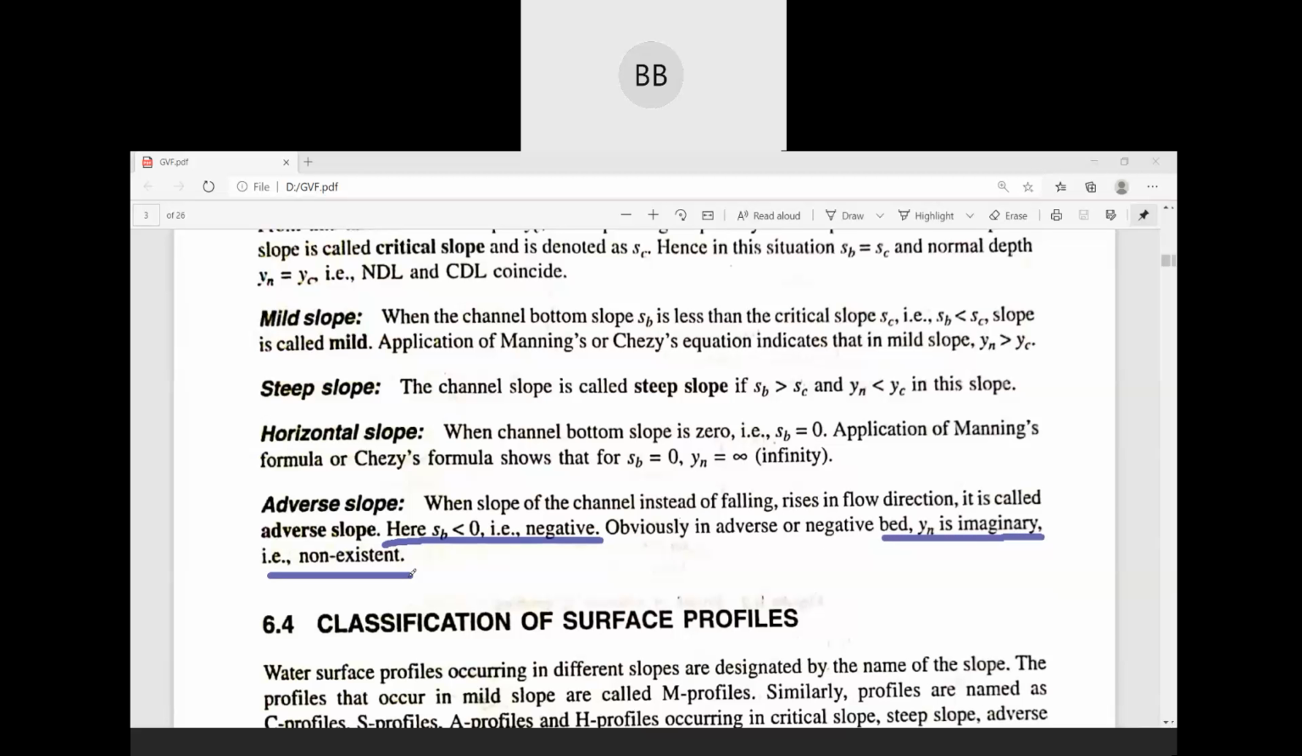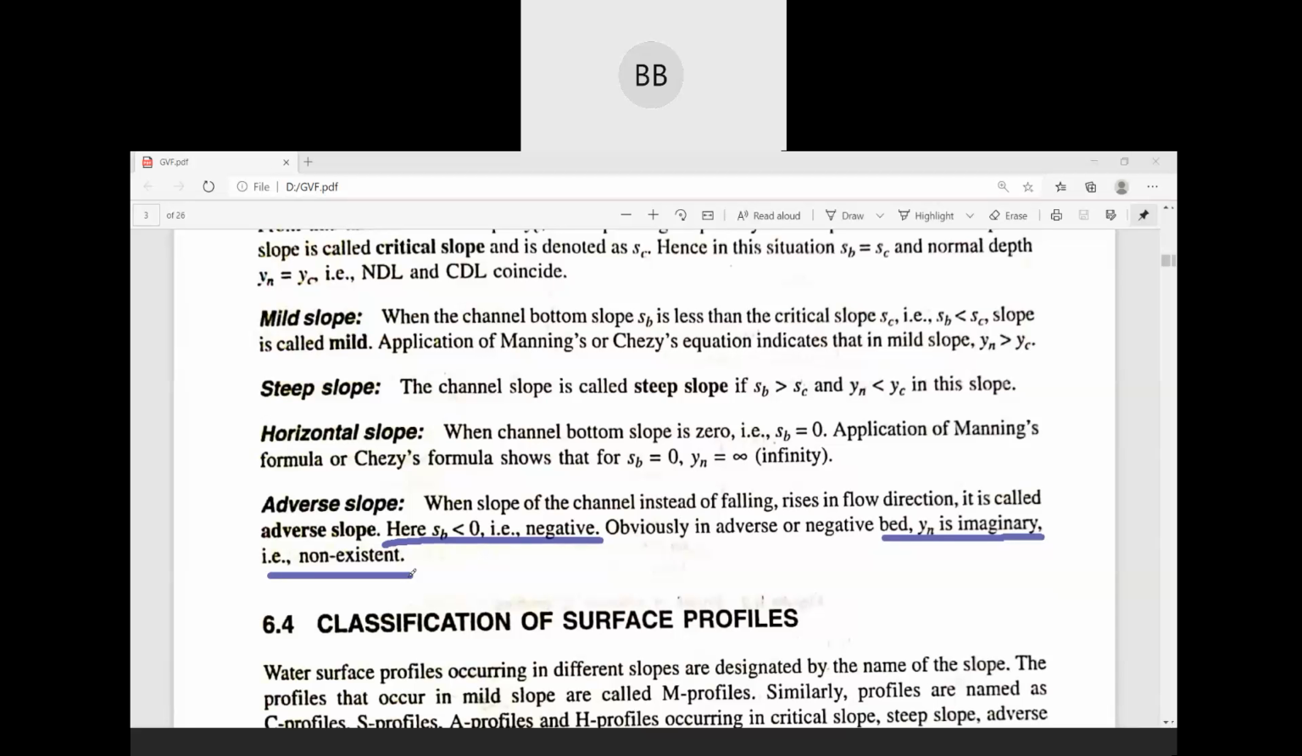So these are the slopes we have: critical slope, mild slope, steep slope, horizontal slope, adverse slope. In critical slope, your SB is equal to SC and your normal depth is equal to critical depth. Mild slope, when your bed slope is less than critical slope, and your yn value, that is normal depth, is greater than your yc value, that is critical depth. For steep slope, if your bed slope is greater than your critical slope, then this slope is steep and your normal depth is less than yc value.